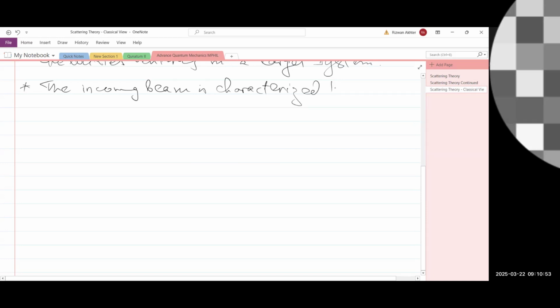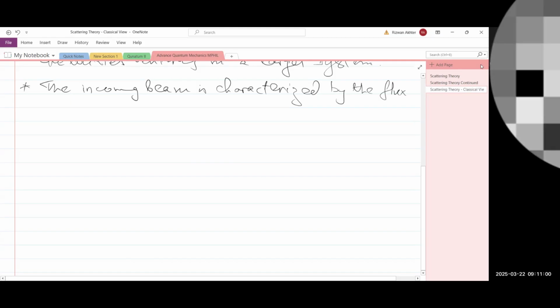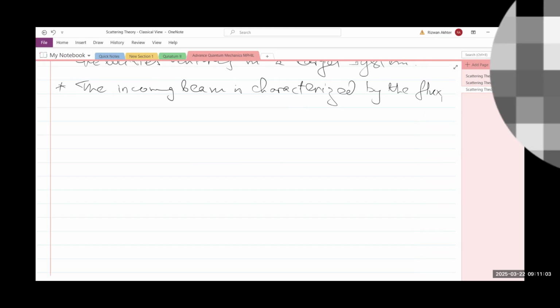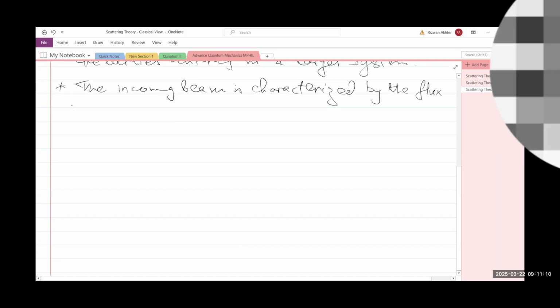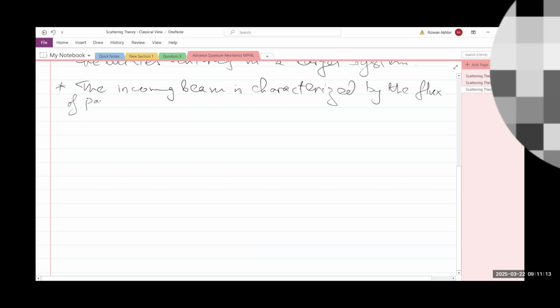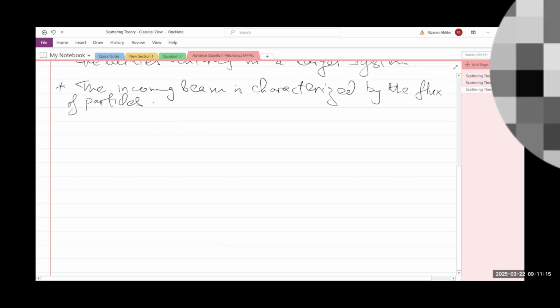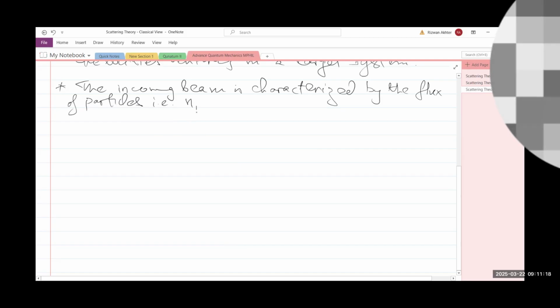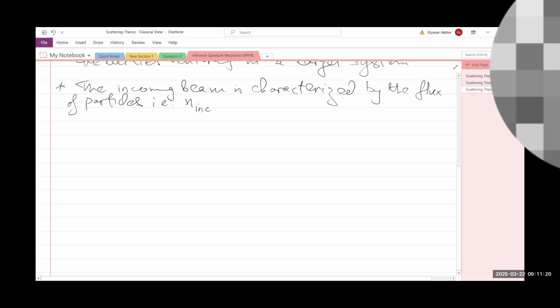the flux of particles, i.e. N_inc. N is the number of particles per unit area perpendicular to the momentum direction of the beam.